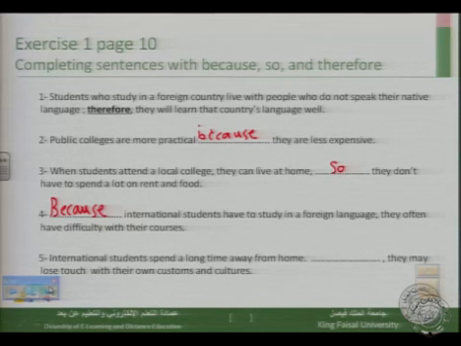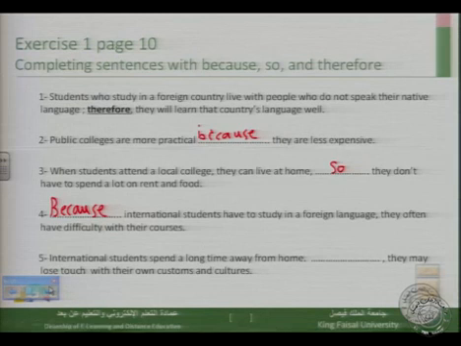So here, the cause and the reason why international students have difficulty with their courses. It is because they have to study in a foreign language. The foreign language is an obstacle for them, and it's a problem. Unless they know how to speak the language well, and they know how to read and write the language well, they will have difficulty with their courses.